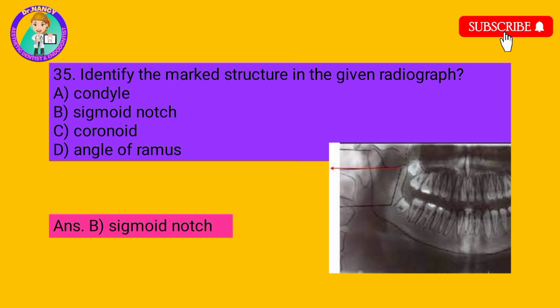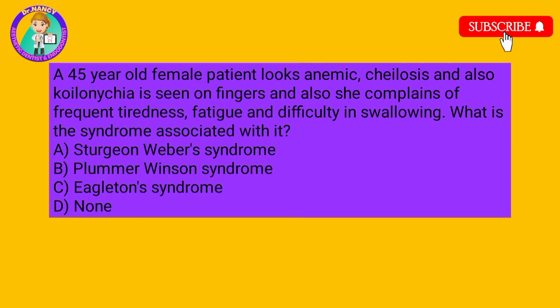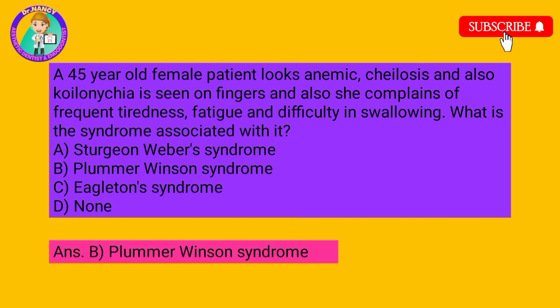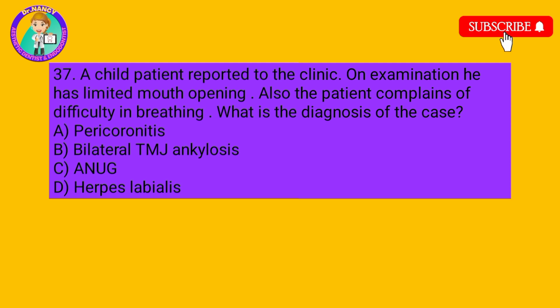Answer, sigmoid notch. A 45-year-old female patient looks anemic. She has cheilosis and also koilonychia on fingers. And also she complains of frequent tiredness, fatigue and difficulty in swallowing. What is the syndrome associated with it? Sturge-Weber syndrome, Plummer-Vinson syndrome, Eagle syndrome, none. Answer, Plummer-Vinson syndrome.